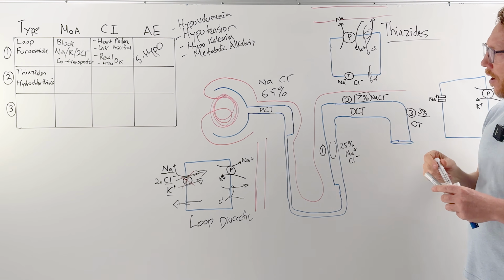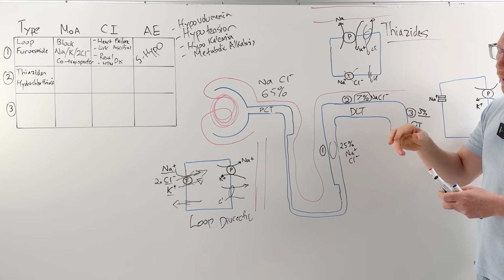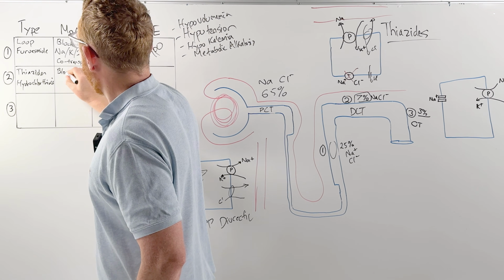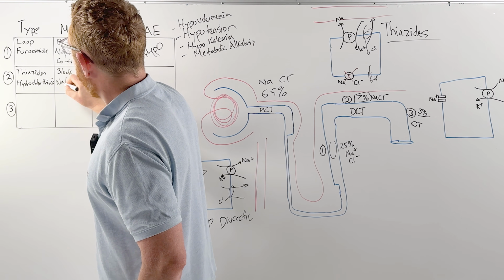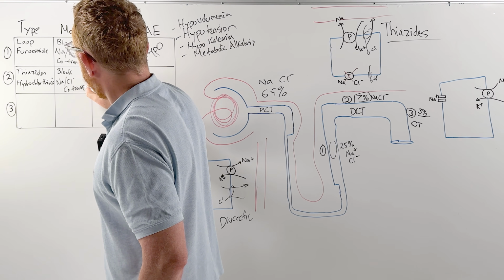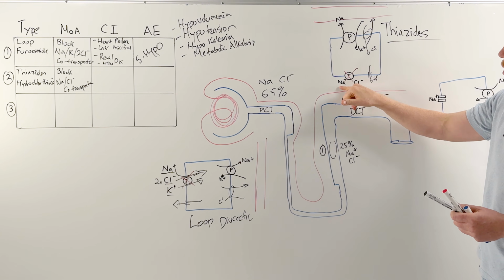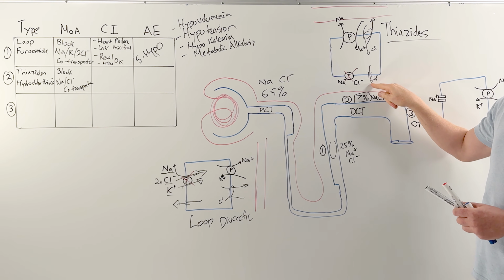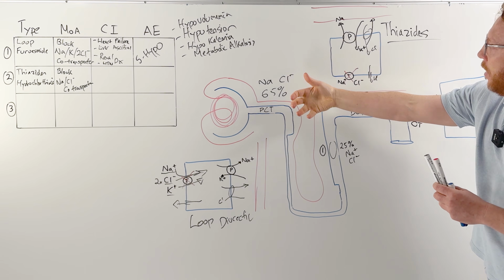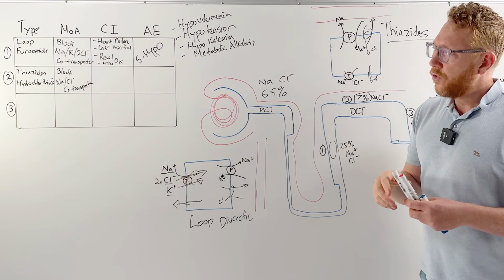Now, the way that thiazides work is blocking that co-transporter. So the mechanism of action of thiazides is to block the sodium chloride co-transporter. Okay, so now as a result, sodium, chloride, and some potassium will remain in here, and as a result, it will be flushed out. So why would we want to use these drugs?